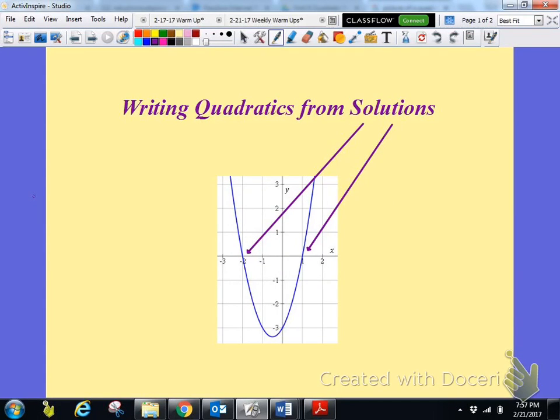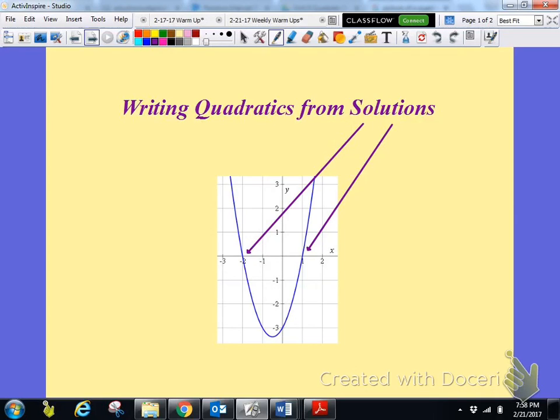Alright class, today we're going to look at writing quadratics from solutions. If you look at our picture here, remember our solutions are just our zeros, our roots, and our x-intercepts. They all mean the same thing. Alright, so what we're going to be doing is we're going to start from the end, essentially, and work backwards.